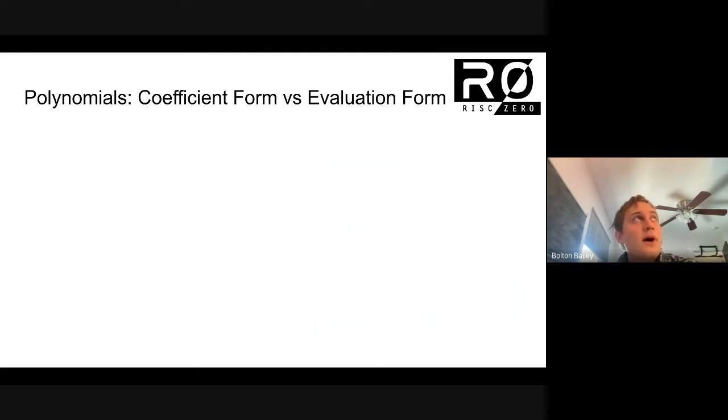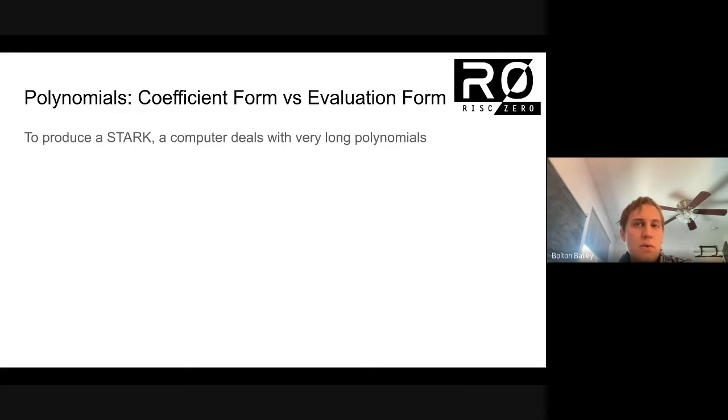So what is the main goal of the number theoretic transform? It's basically to do with the difference between the so-called coefficient form and evaluation form of polynomials. To produce a STARK, a computer has to have a very large polynomial in its memory. Basically, it's a polynomial with a lot of components.